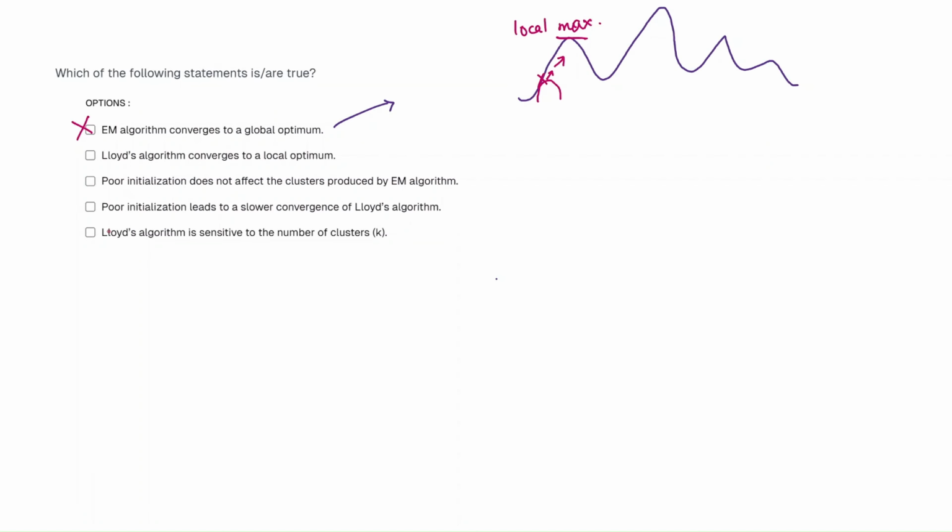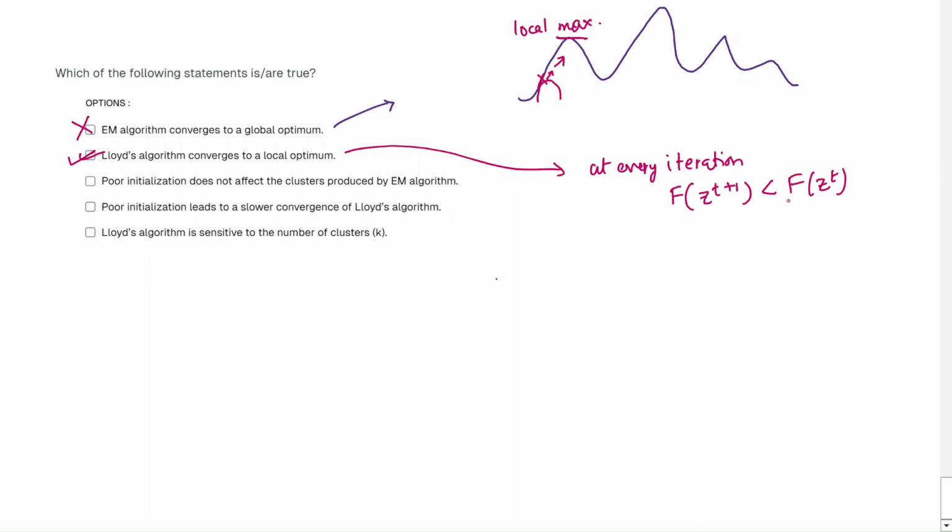The second option says Lloyd's algorithm converges to a local optima. This is correct, because at every iteration in the Lloyd's algorithm, you can observe that f of z t plus 1 is strictly less than f of z t. So it will converge to a local minima. It will land in a local optima.